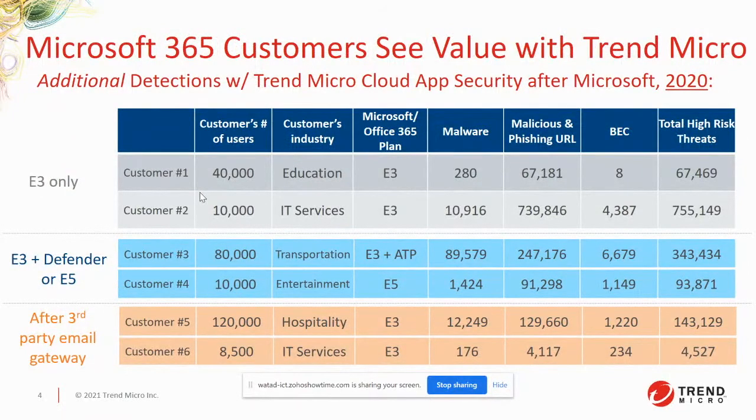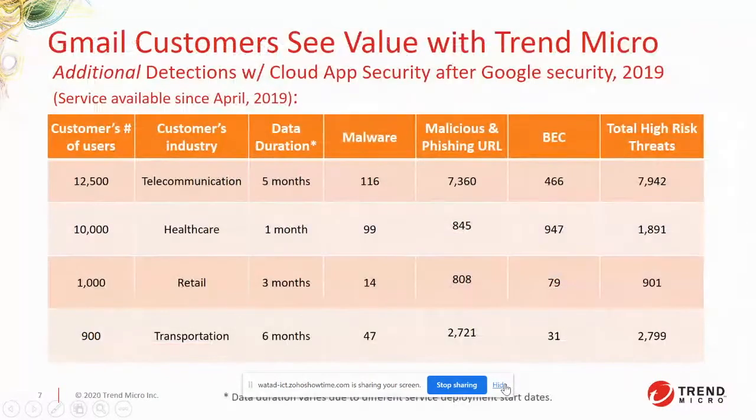Perfect. Okay, so as I explained, we secure multiple clients. They have security controls from Office 365 from different sectors. We stopped hundreds and thousands of malware, malicious phishing URLs, and business email compromise that couldn't be stopped by their current security controls provided by Office 365. Since April 2019, we started to support and secure the G Suite, Gmail, and Google Drive. In 2019, we have clients from different sectors: telecommunication, healthcare, retail, and transportation. As you can see, within a few months we could stop malware, malicious phishing URLs, and business email compromise that couldn't be stopped by the security controls provided by the G Suite.